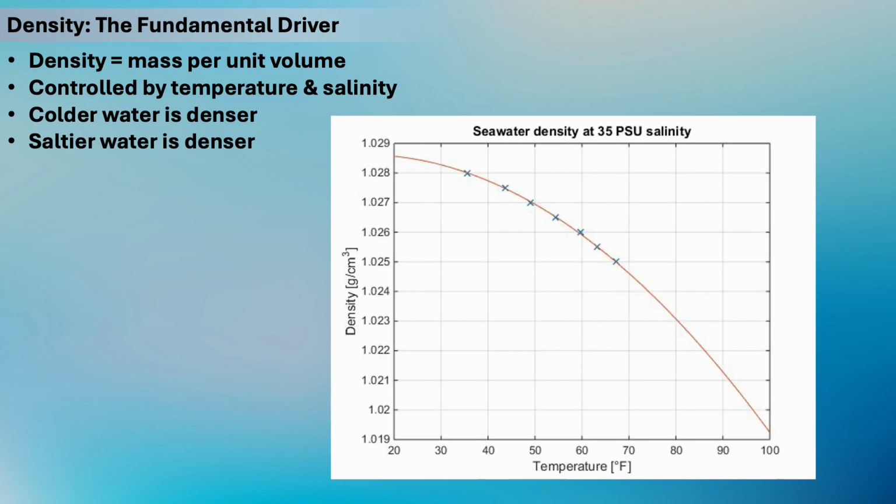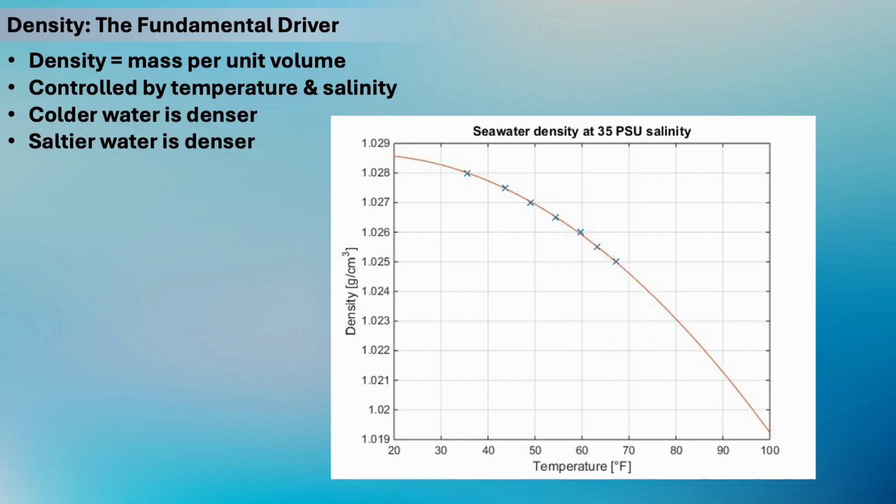Deep ocean circulation begins with density. Density determines whether water sinks or rises under gravity. If one parcel of water is denser than another, gravity is going to pull it downward. In seawater, density depends primarily on temperature and salinity.